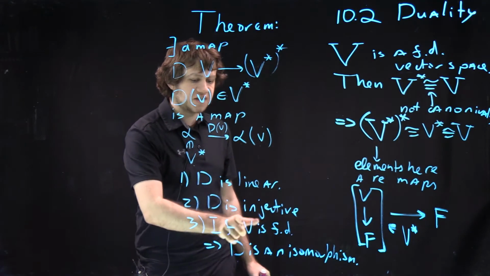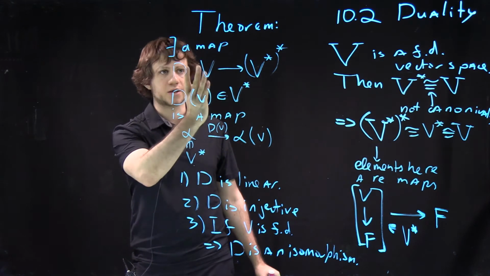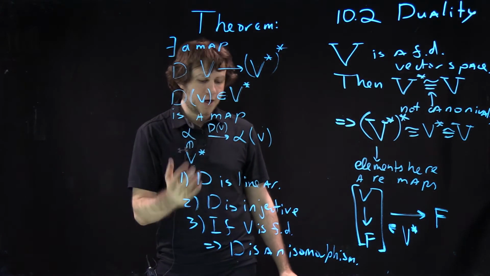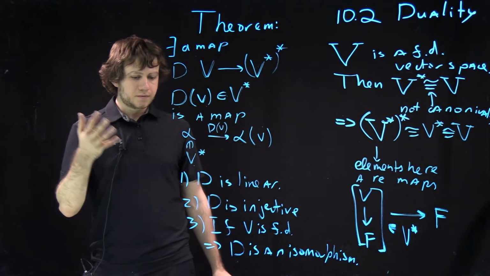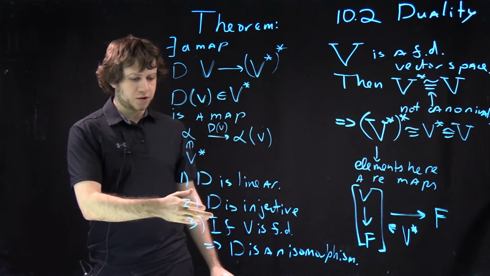Importantly, if V is not finite dimensional, this map is linear and injective, but not surjective. And one can give an example of that. So let me do it. Okay, so, proof.